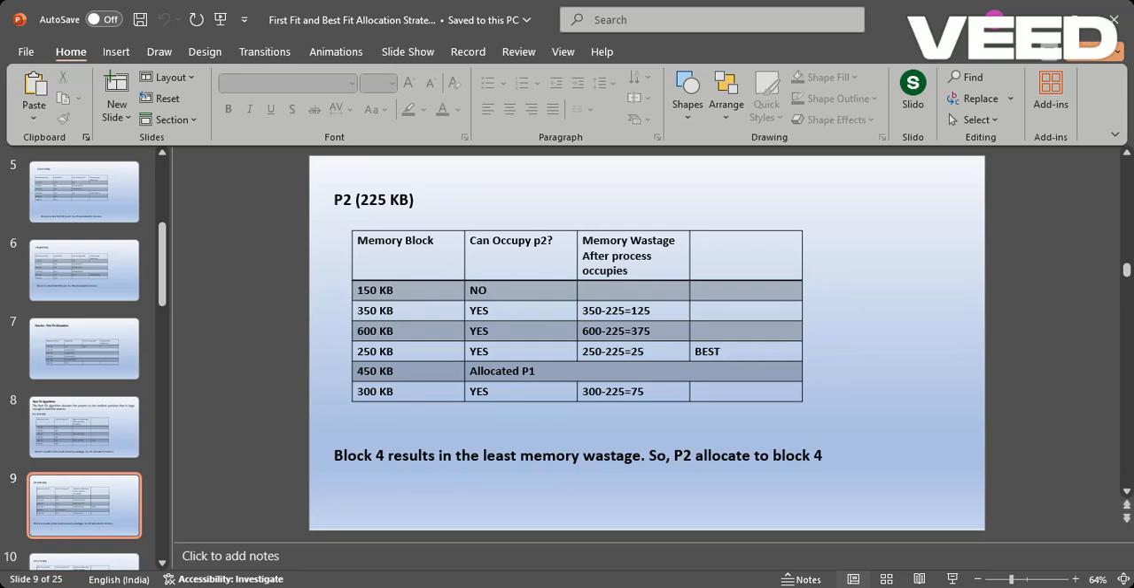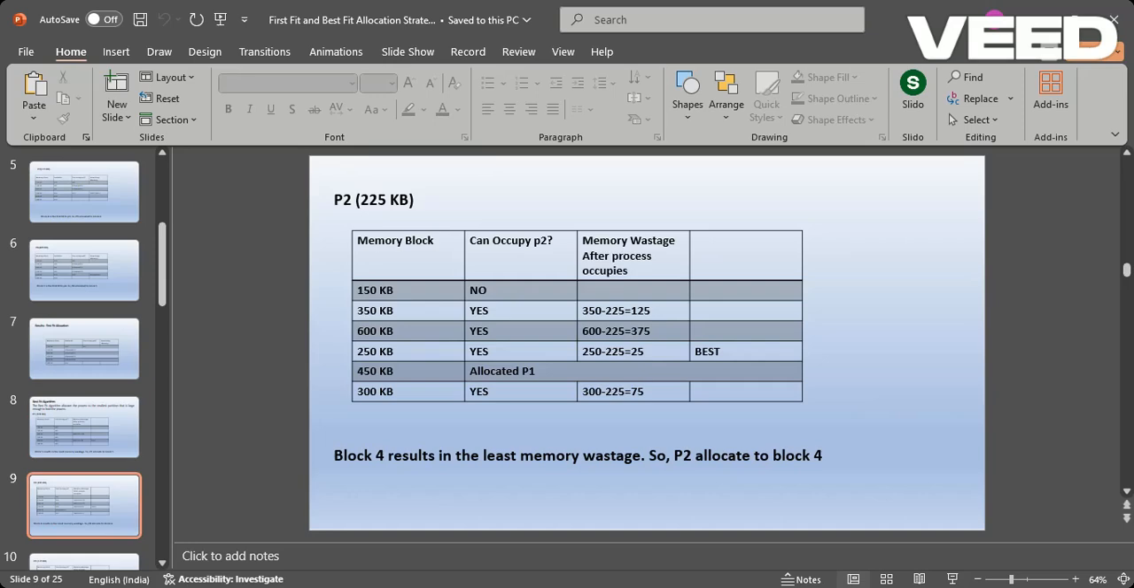Then the next block, 600 KB, is enough to store P2. So here 600 minus 225 equal to 375. Then the next block is 250 KB. It is also enough to store the P2 process. So here we need to calculate 250 minus 225 equal to 25.